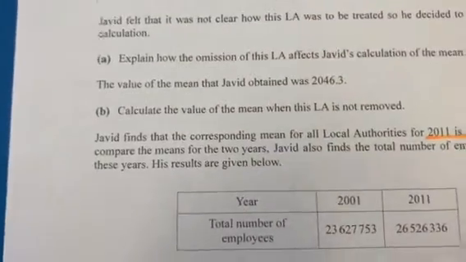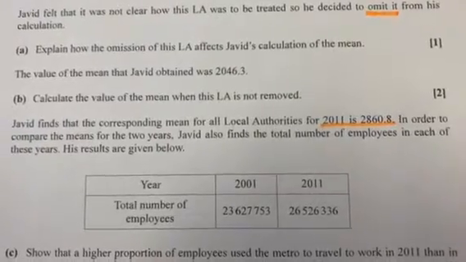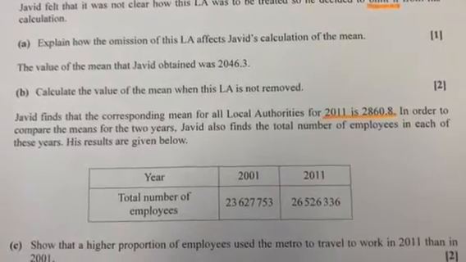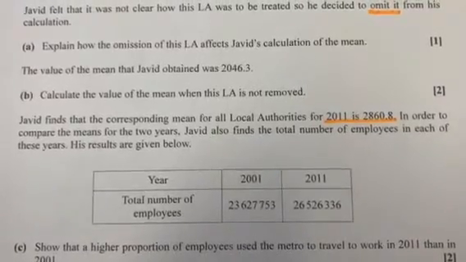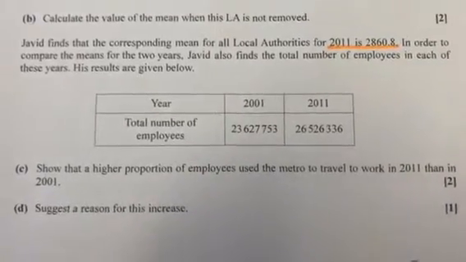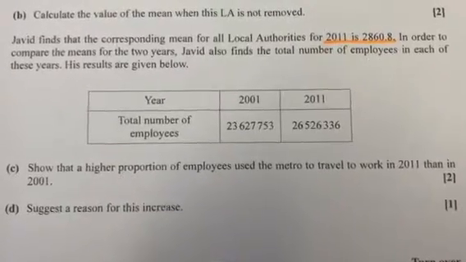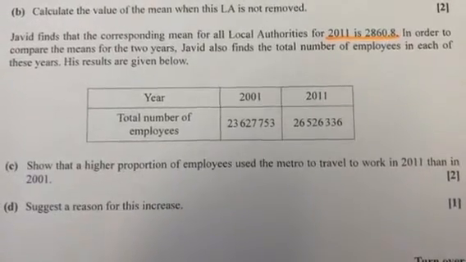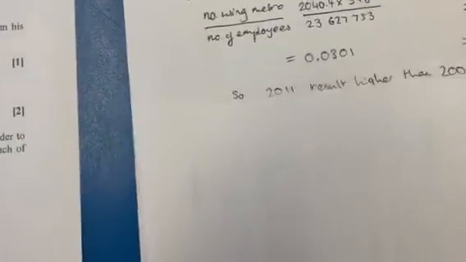Okay, so now we're looking at, he's got another little table there which shows the number of employees in 2001 and 2011. We've got a mean number using the metro for 2001 already, and we've got the mean for 2011. Right, so part C wants us to show that a higher proportion of people are using the metro in 2011 than in 2001. So we need to know how many people use the metro in 2011 and divide it by the total number of employees, and do the same for 2001. So that's what we've got over here.